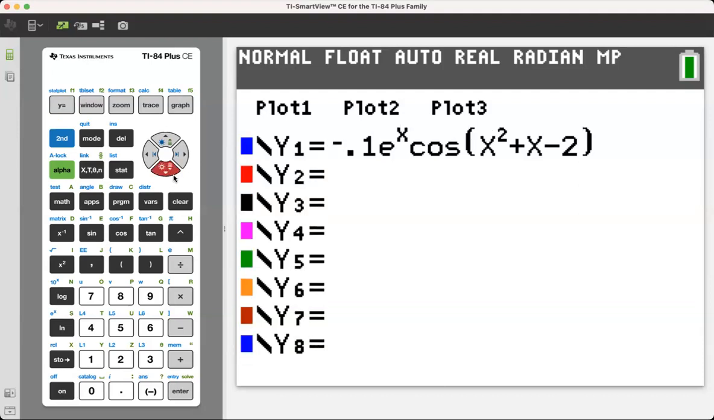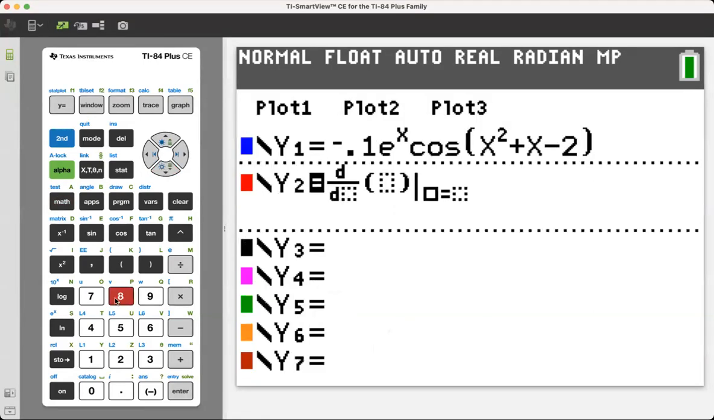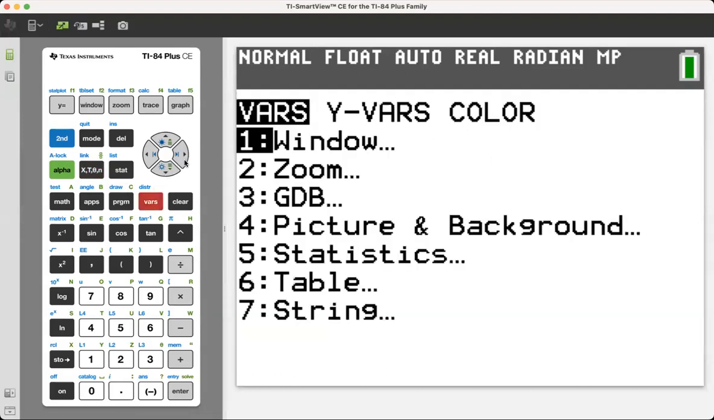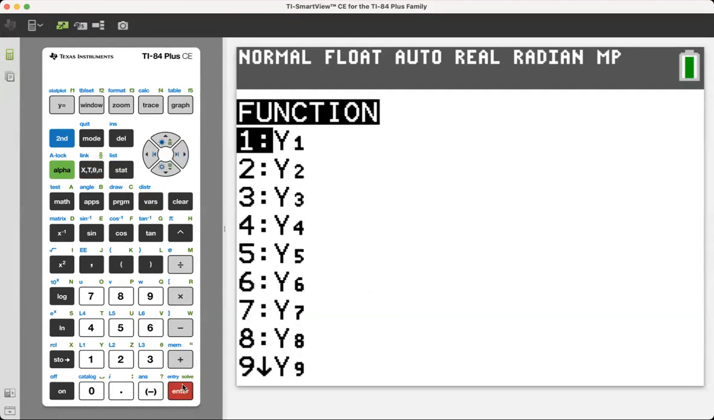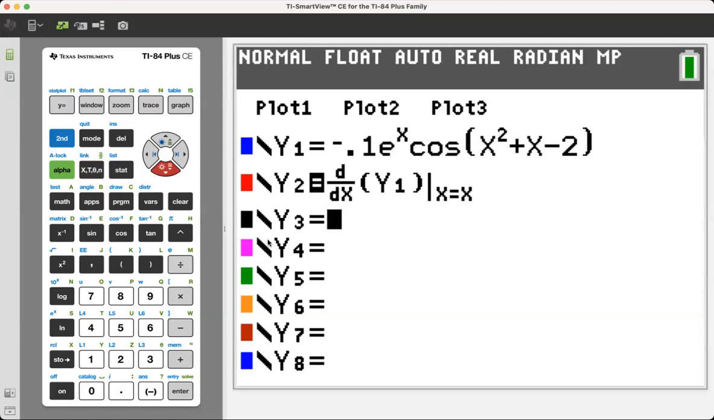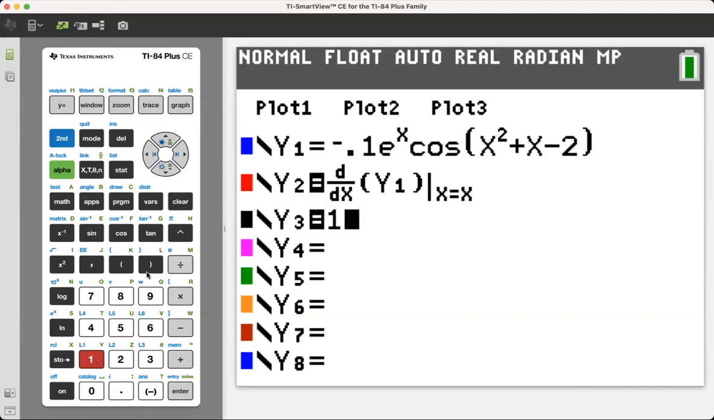Arrowing down to Y2, I want to be able to look at the acceleration picture, which is the derivative of this velocity function. So to look at the derivative of velocity, I'm going to do math 8, d over dx of the y1. So again, that's vars, y vars, enter, enter. And the trick to see the graph of acceleration is to do x equals x. X equals x will let us look at the acceleration function. And I'm going to do one more. I'm going to set the graph of y3 equal to 1, which is our target acceleration.